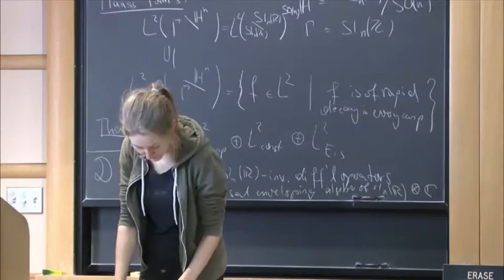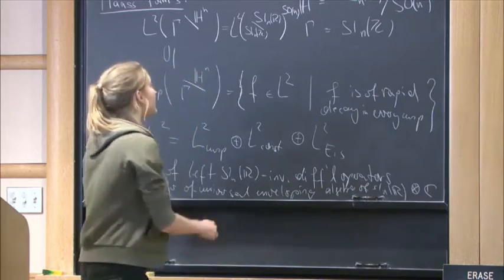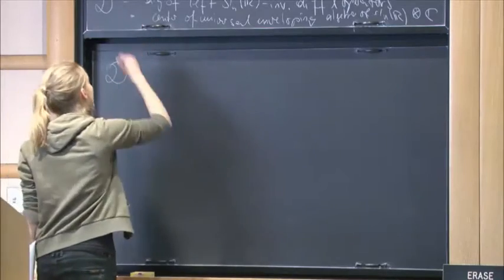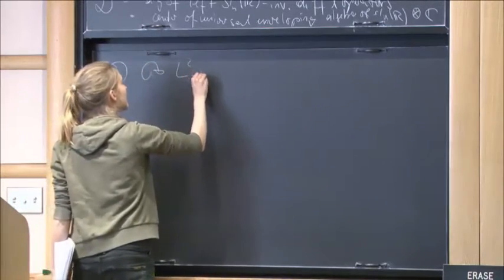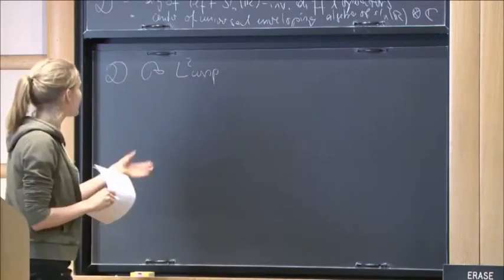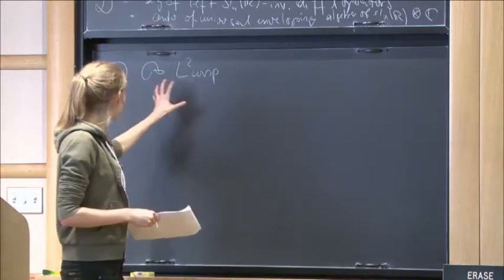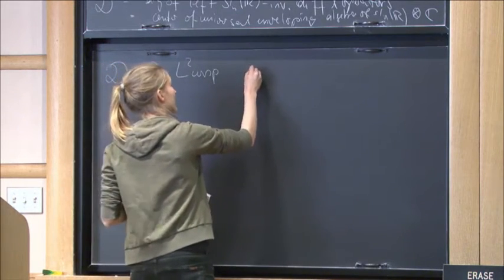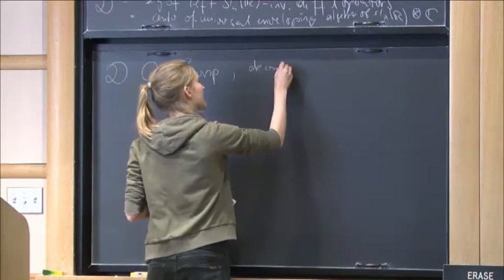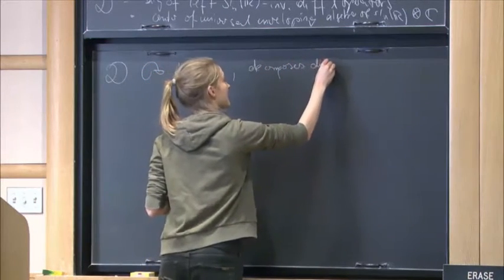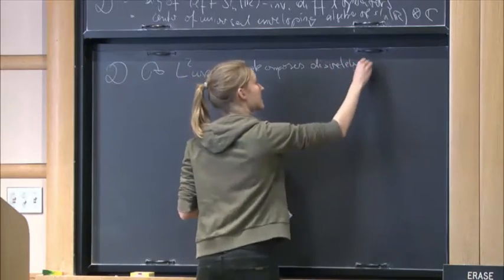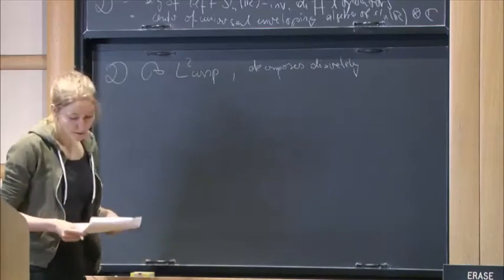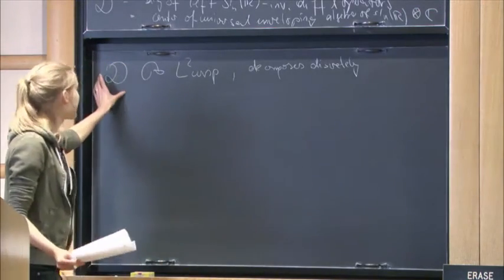And this algebra D acts on the cuspal part, and this part of the L2 spectrum is really nice because it actually decomposes discretely under this action. So we can find a basis for L2 cusp consisting of simultaneous eigenfunctions for D.